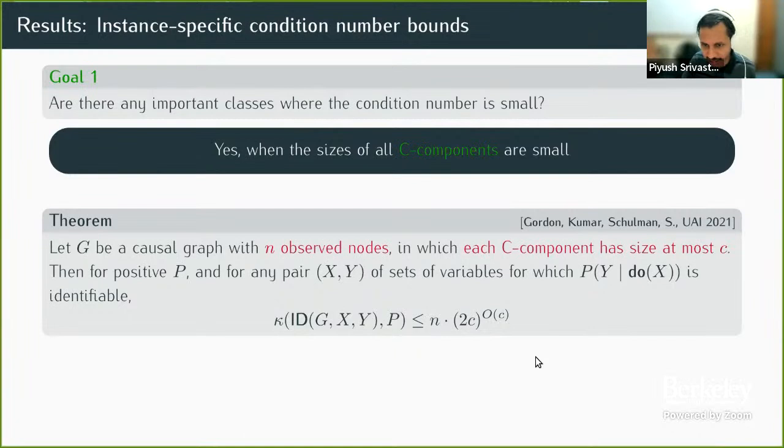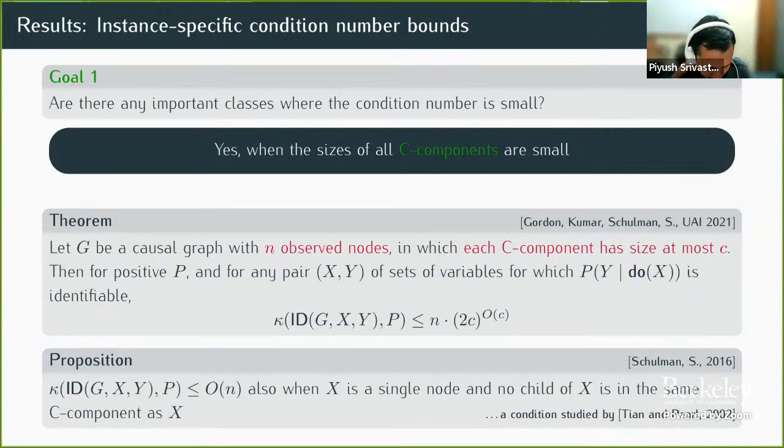And there are other settings also where condition numbers are small. So in particular, this setting, which was studied by Tian and Pearl on the road to the full identifiability result in 2002. So this is a setting where X is a single node and no child of X is in the same C component as X. So in this setting also, again, the condition number is small. There are at least some simple settings where the condition number is small. So this first one is probably quite general, the small C components. The second one is somewhat specific, but still it's an interesting case because it was an important special case to be solved on the road.